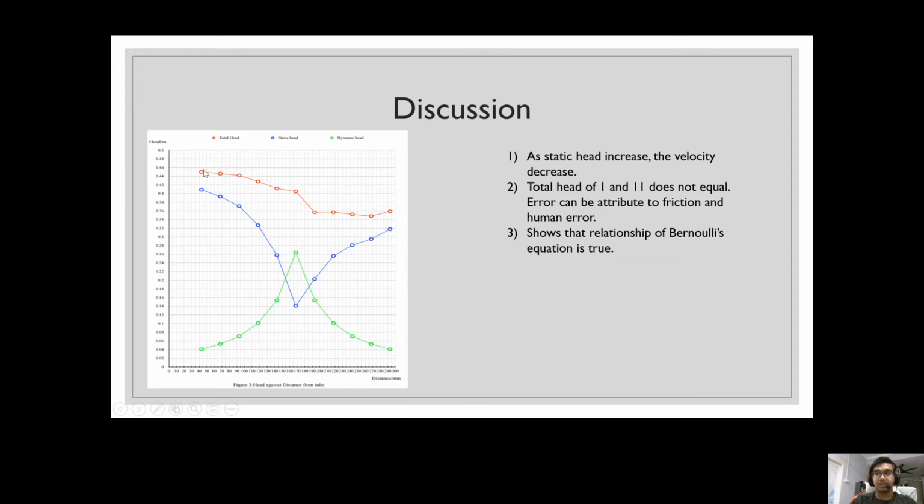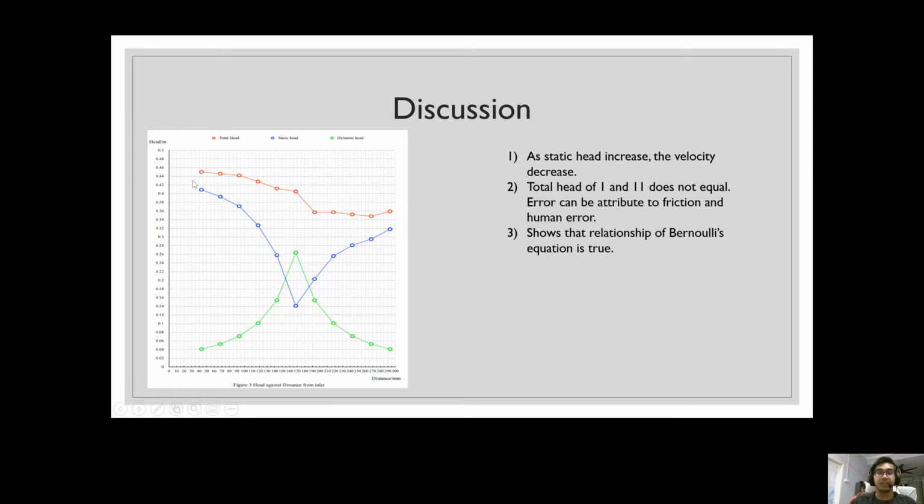Also, for the total head, if this is an ideal fluid, a perfect environment with no error at all, this is expected to be a straight line, a constant. But here we can see that the total head fluctuates and generally has a decreasing trend. So what we can conclude is that the error can be attributed to friction.